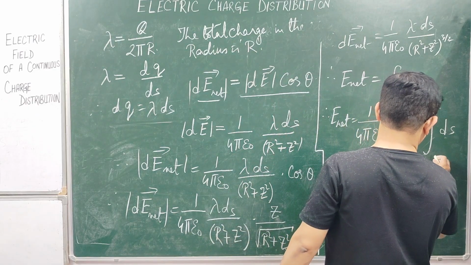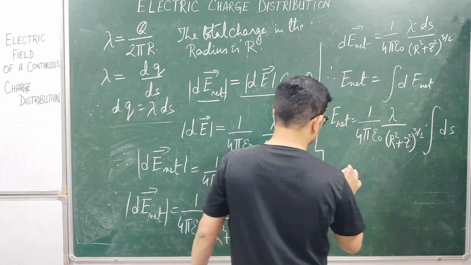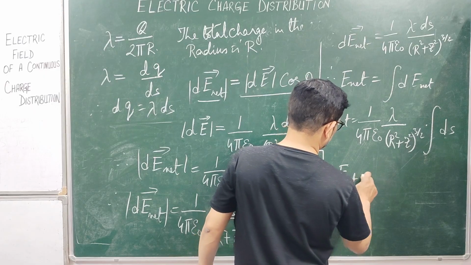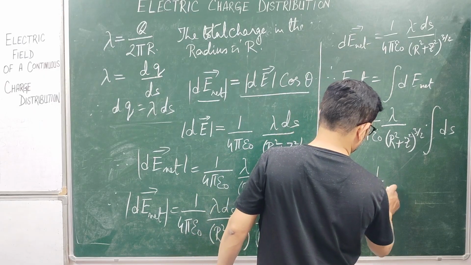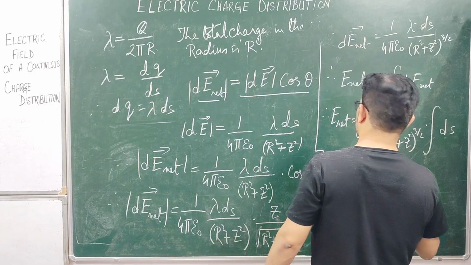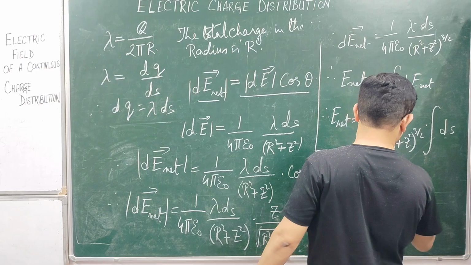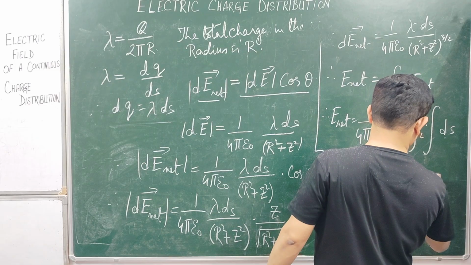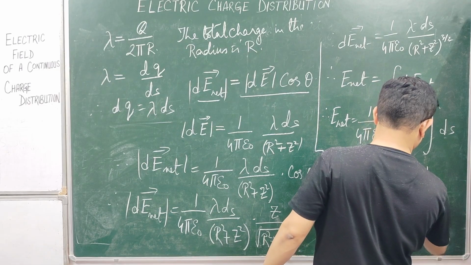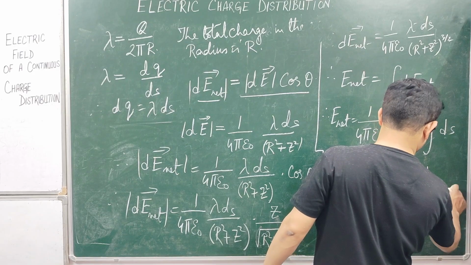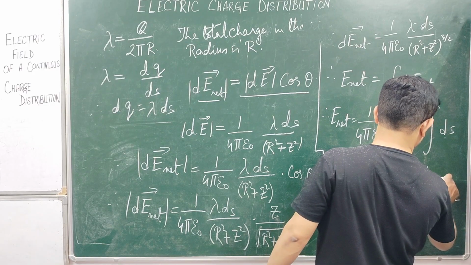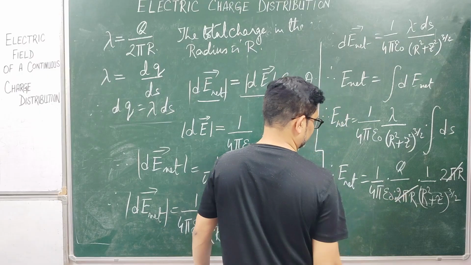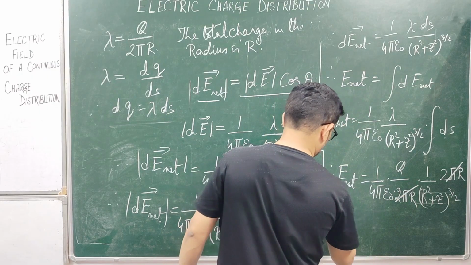So if you integrate over the entire ring of radius r, therefore E net comes out as 1 over 4 pi epsilon naught times lambda. Now lambda we have already written there, right? It is q divided by 2 pi r, times 1 over r square plus z square whole raised to the power 3 by 2, times 2 pi r. So here 2 pi r and 2 pi r, the entire thing gets cancelled out.